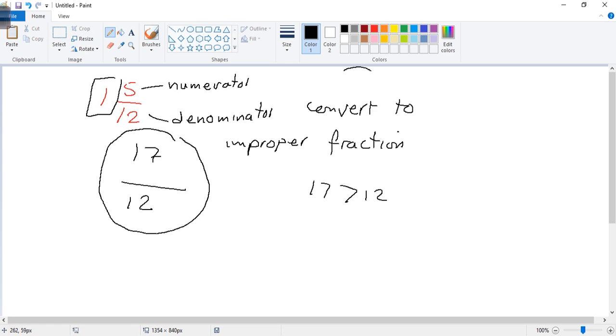5 over 12 alone is a proper fraction. When the numerator is less than the denominator, we call it a proper fraction. But vice versa, 17 over 12, we call an improper fraction. For example, if we have 10 and 3 over 10, we call it a mixed number. 10 times 10 is 100, add 3, it will be 103 over 10, and this is an improper fraction. Okay.